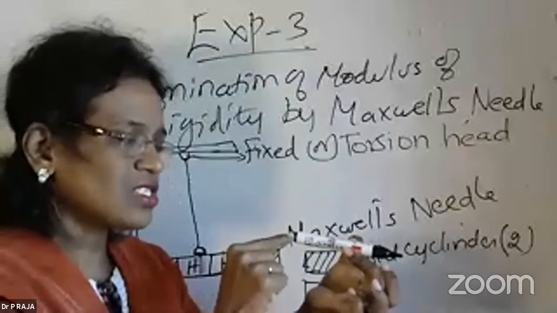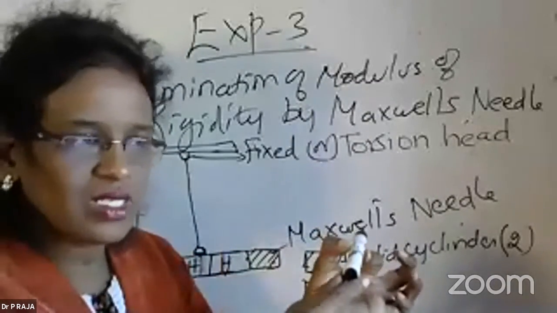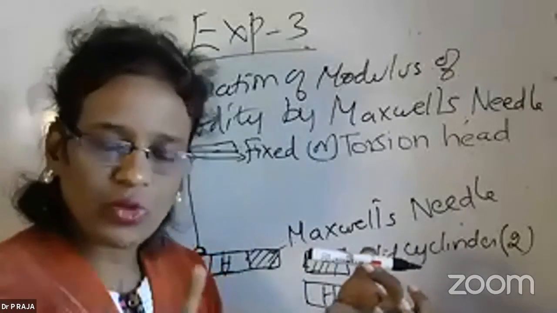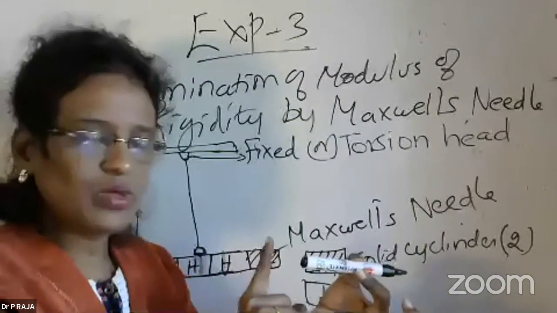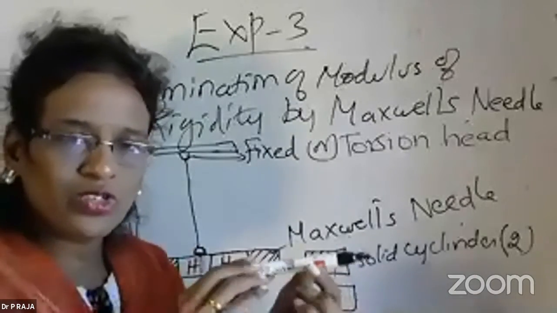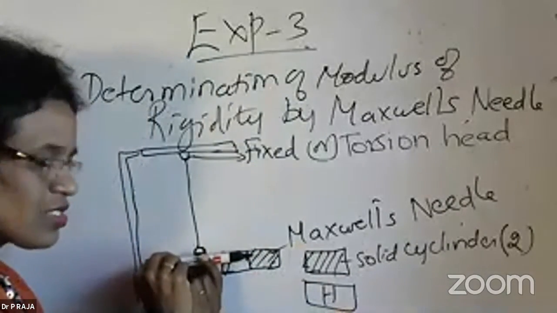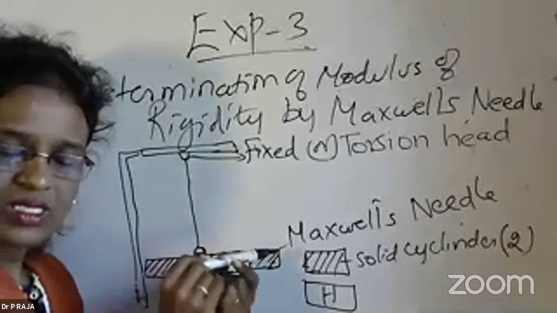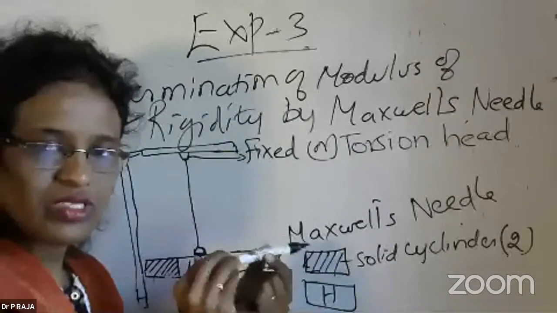Once it starts from one position to the other position and comes back to the original position, you will count the oscillation as 1. Like that, you will count 10 oscillations. So what you are trying to do is, using this weight, you are trying to give a twisting couple to this cylinder, to this needle.